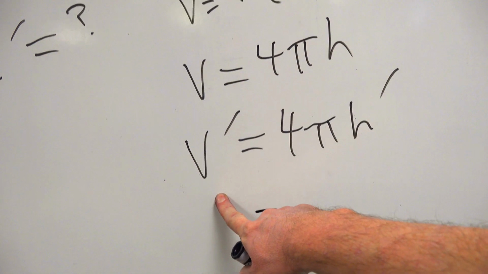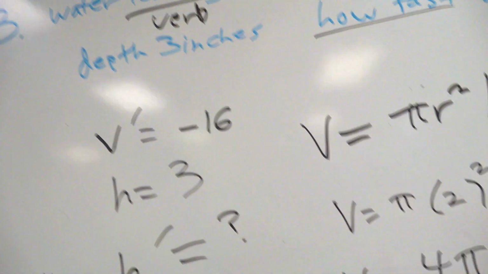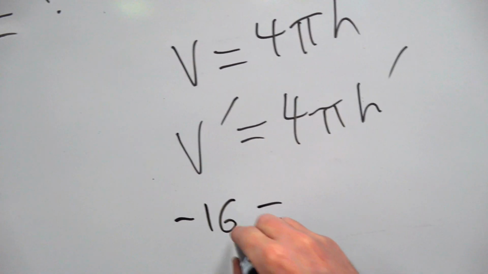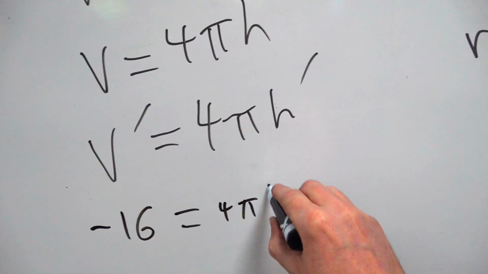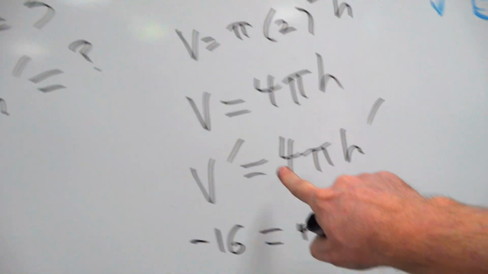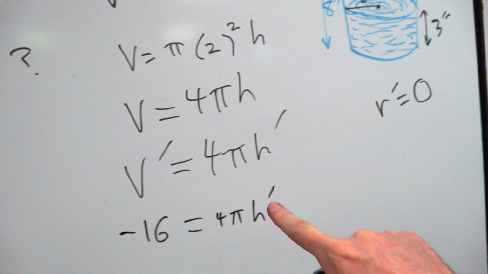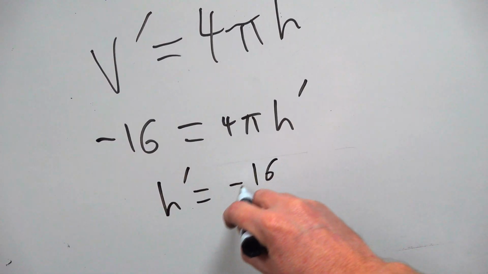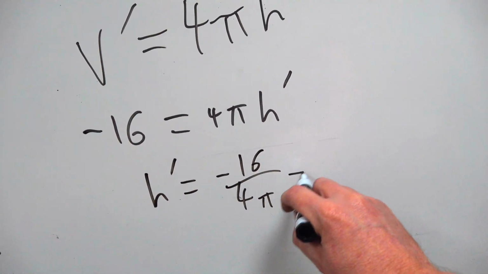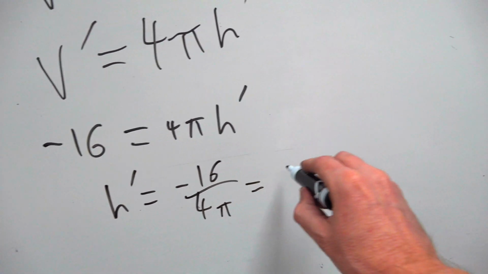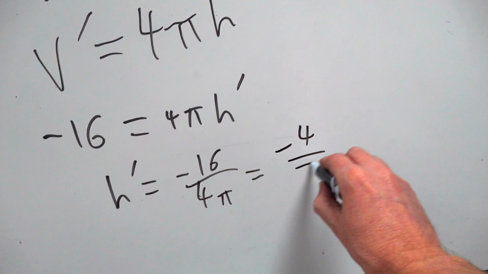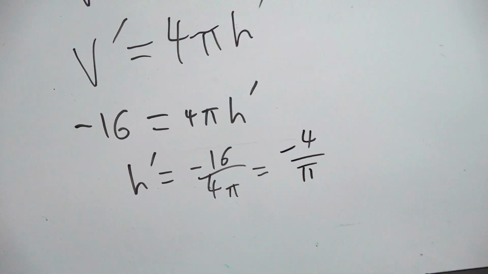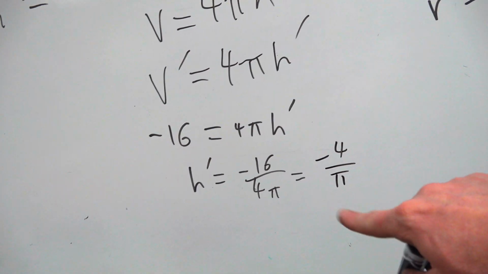So v prime, what's v prime? Given negative 16, equals 4 pi h prime. I don't know, isn't that what I'm trying to find? Divide both sides by 4 pi. H prime equals negative 16 over 4 pi, which will reduce to be negative 4 over pi. There we go.